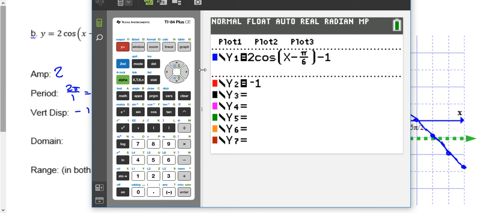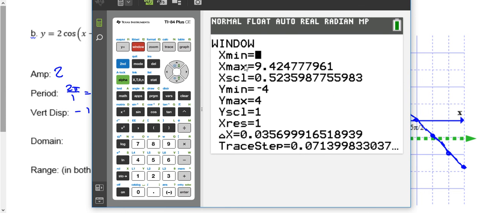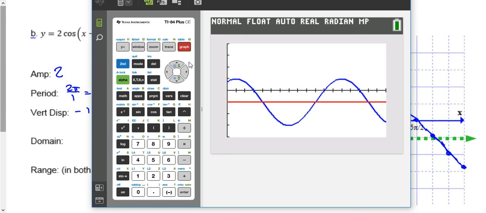Again, here's my y1, y2, my window setting here. Looks about right. And there we go. If we graph, it does match up. There we go.